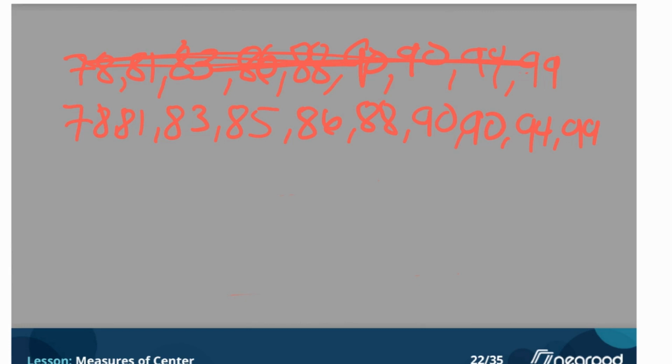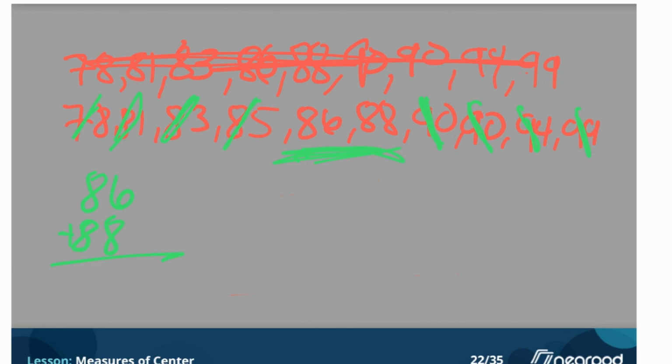Remember, I showed you yesterday how to find it: you cross out one from the left, one from the right, one from the left, one from the right, and so on. But then, look, we have 2 left in the middle. I cannot just cross them out, because then I wouldn't have any numbers left. If you ever have 2 left in the middle, what you need to do is get those 2 numbers, 86 and 88.